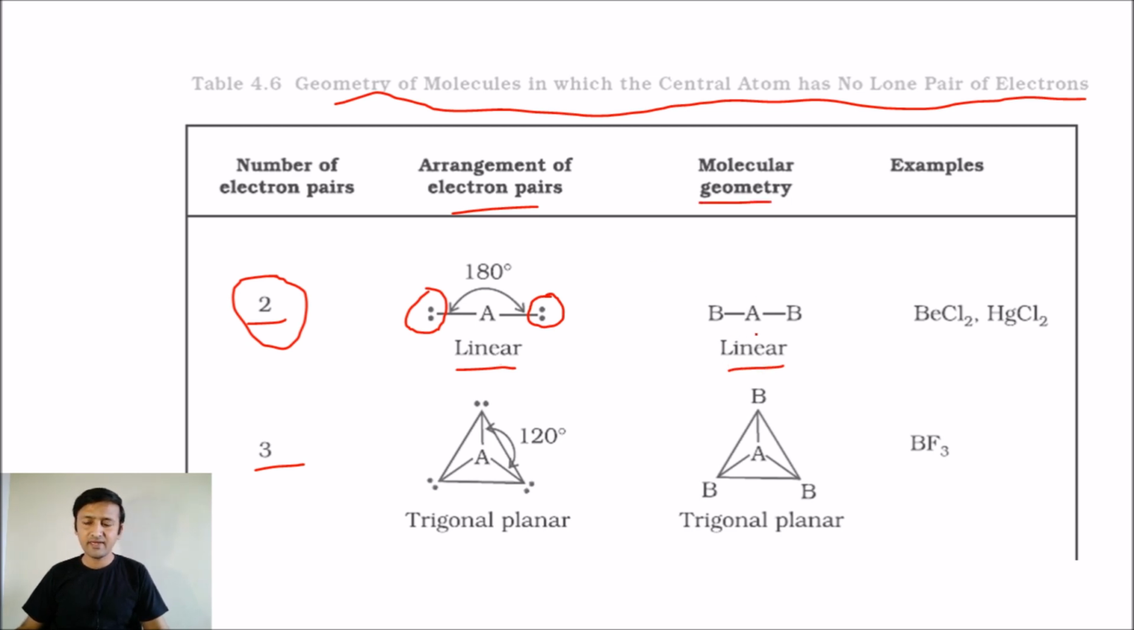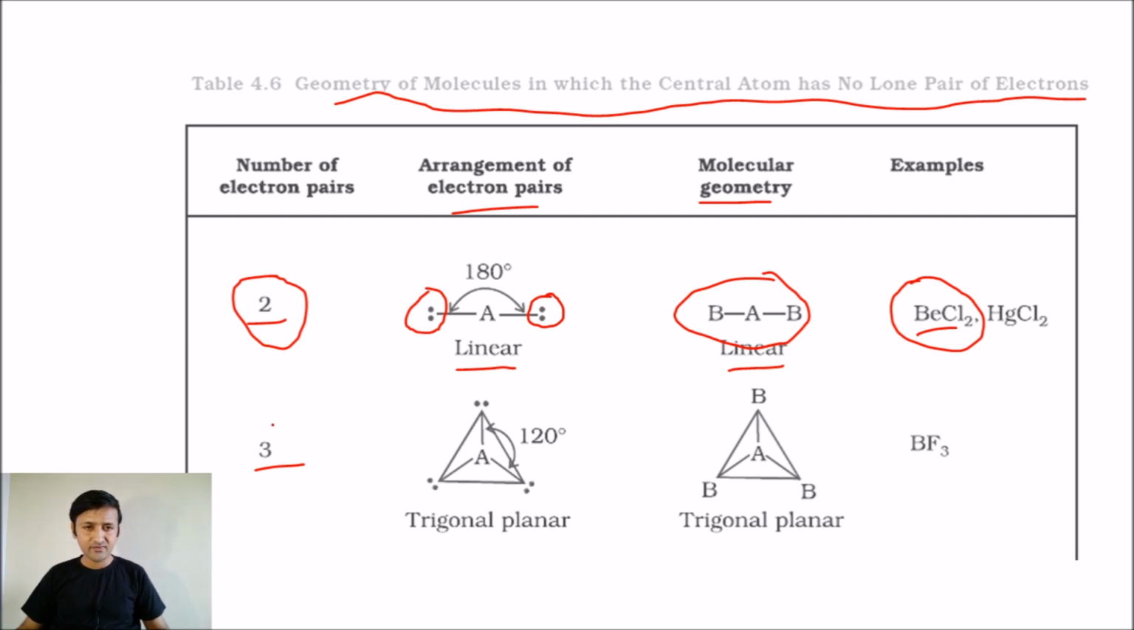Okay, so this can be taken as an AB2 molecule. Example, what I'm going to take is BeCl2. We can take a three-dimensional model for that, beryllium dichloride. So BeCl2 can be taken as an example for a linear molecule.